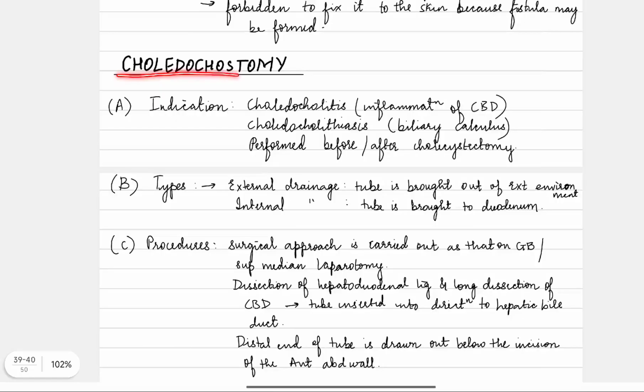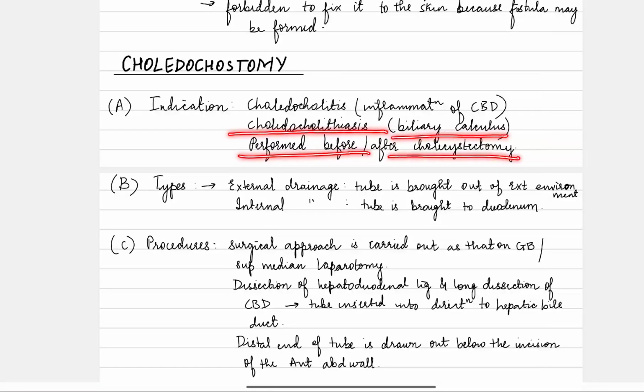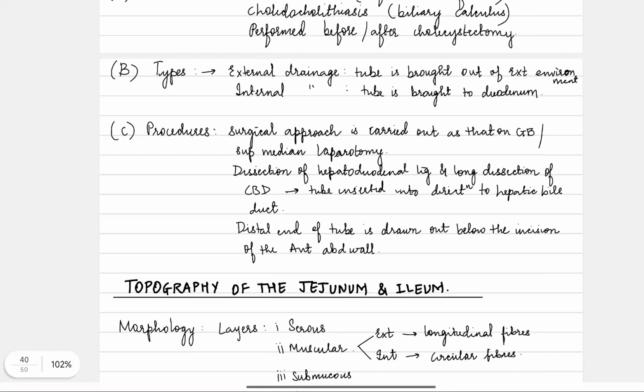Next is choledochostomy. Indication is choledocholithiasis, inflammation of the common bile duct. Choledocholithiasis, biliary calculus, performed before and after cholecystectomy. External drainage, internal drainage. In external drainage the tube is brought out to the external environment. Internal drainage tube is brought to the duodenum.